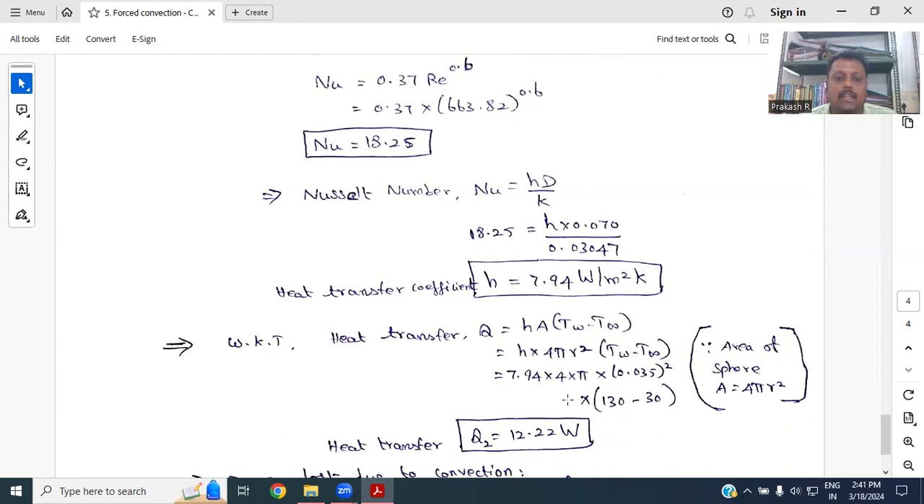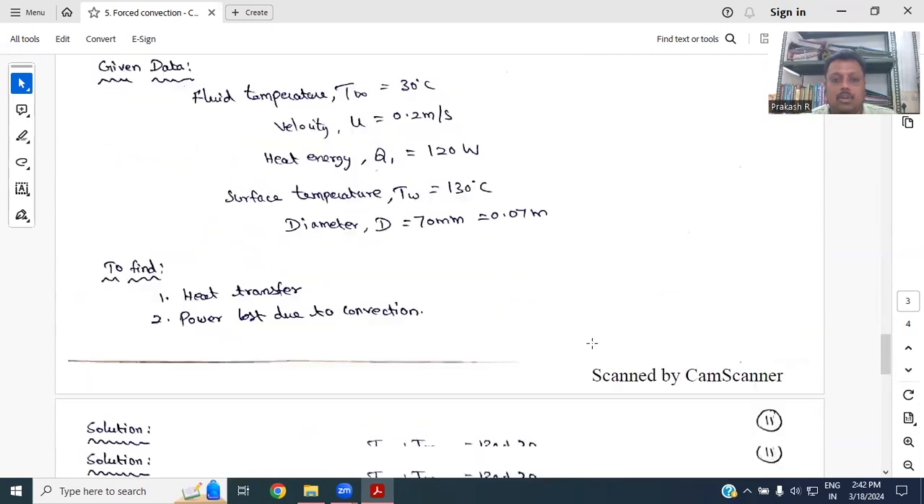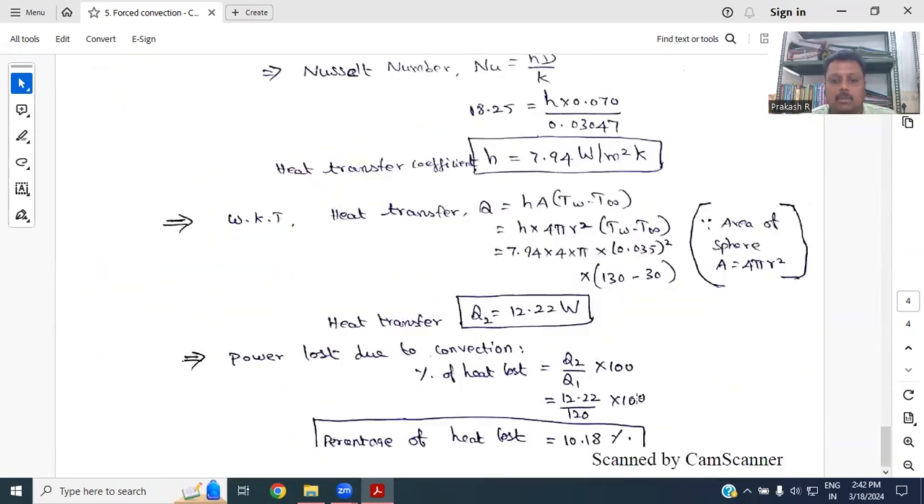And second, we need to find the power loss. The total power of the electrical bulb is 120 watts. Here, this is the heat loss, that is 12.22. So we can find the percentage of heat loss as Q2 divided by Q1 into 100. What is Q2? The heat loss is Q2. Therefore, 12.22 divided by Q1, the electrical bulb wattage given in the problem, which is 120, into 100. The percentage will be 10.18. If the bulb diameter is 70 millimeter, the heat loss will be 12.22 watts. The percentage of heat loss will be 10.18%.